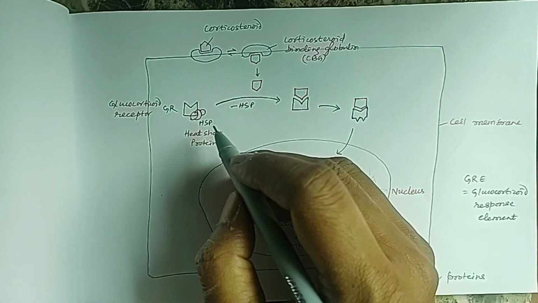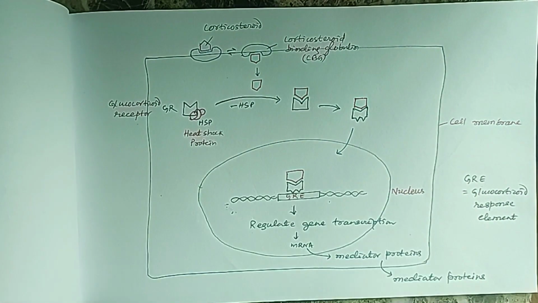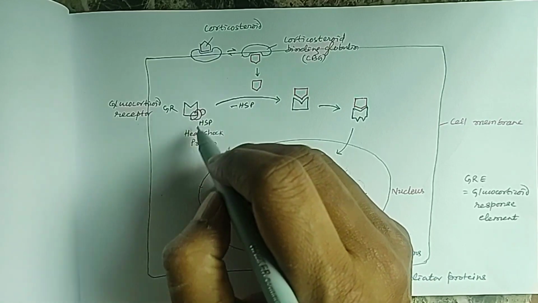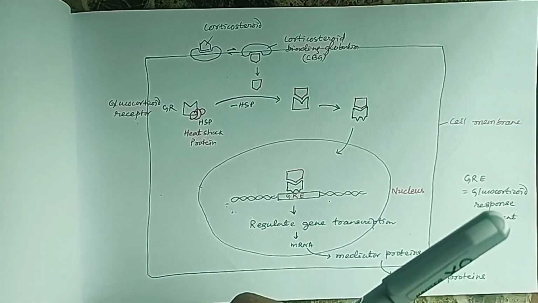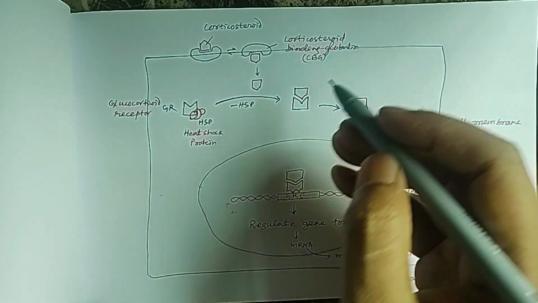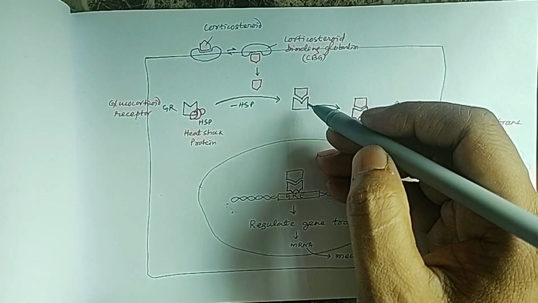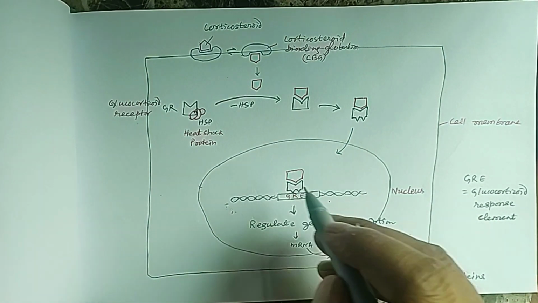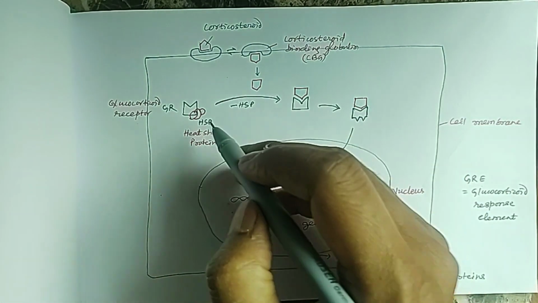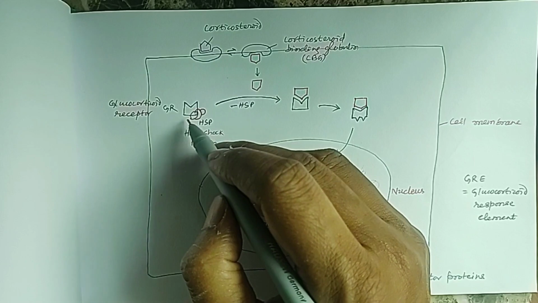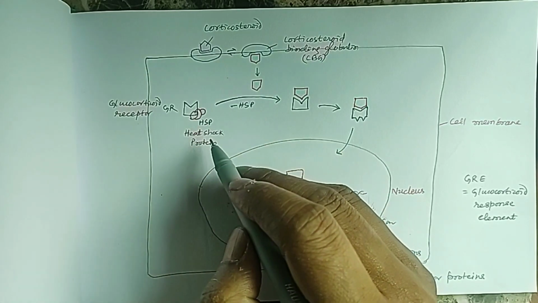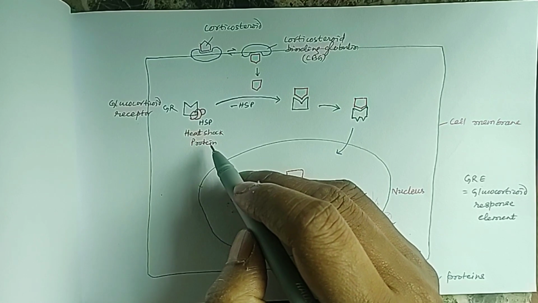This glucocorticoid receptor is a type of nuclear receptor, but it is located in the cytoplasm. And when the agonist, the glucocorticoid, binds, it enters into the nucleus. That's why it is called a nuclear receptor. So the glucocorticoid receptor is present in the inactive form because it is bound to the heat shock proteins.